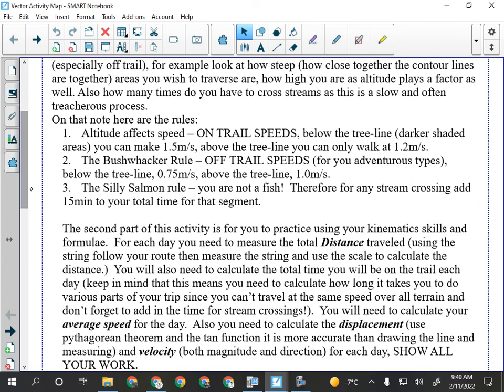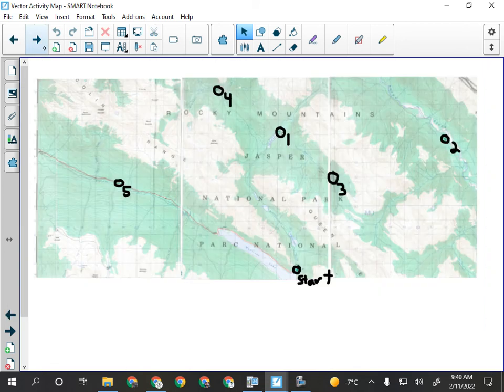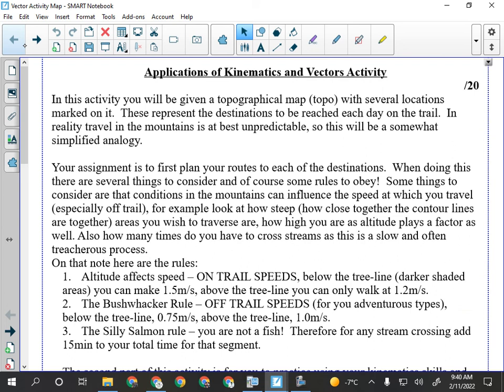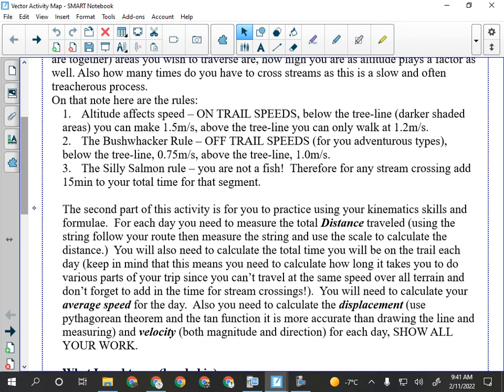Okay, you have to understand that altitude is going to affect how fast you can travel. So if you are on the trail and below the tree line, what I mean by below the tree line is actually in the trees. You can tell if you're below the tree line on the map if you're in the green area. Green in the trees, white above. If you are on the trail and below the tree line, you can walk at 1.5 meters per second. If you are on a trail above the tree line, you can only walk at 1.2 meters per second. You are slowed slightly by the decreased oxygen level.